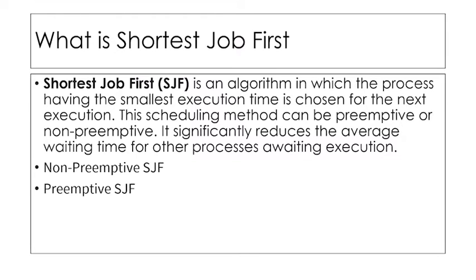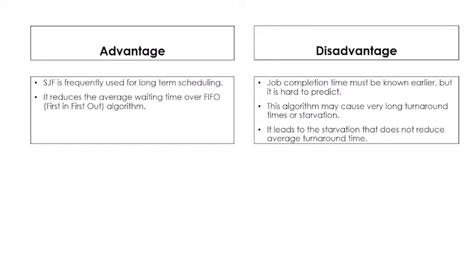Shortest job first is an algorithm in which the process having the smallest execution time is chosen for the next execution. This scheduling method can be preemptive or non-preemptive. It significantly reduces the average waiting time for other processes awaiting execution. There are two kinds of shortest job first: non-preemptive and preemptive.